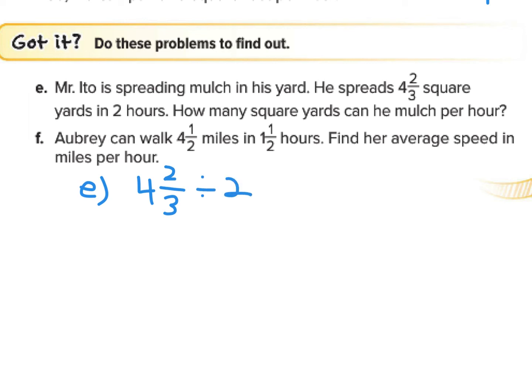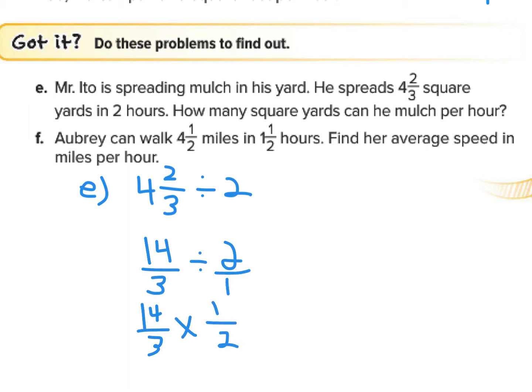Let's change this mixed number into an improper fraction. So multiply the whole number times the denominator plus 2. So 4 times 3 plus 2. 4 times 3 is 12 plus 2 is 14/3, divided by 2. And let's change that to a fraction, 2 over 1. Now we keep, we change, and we flip.